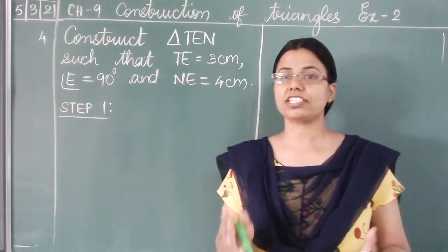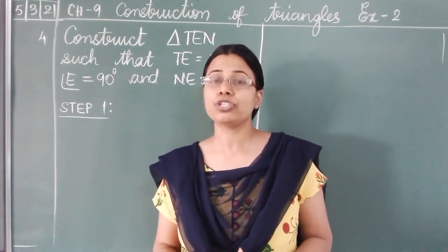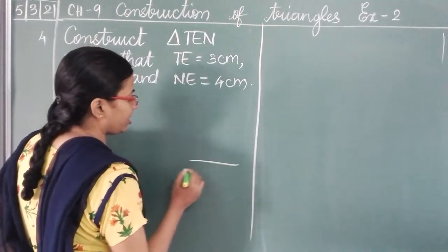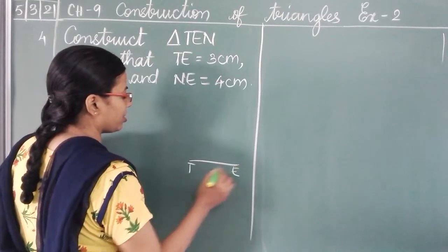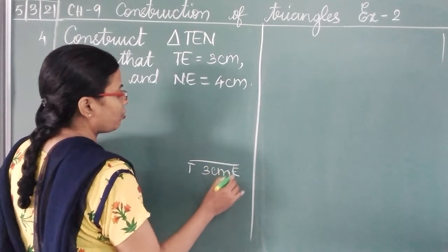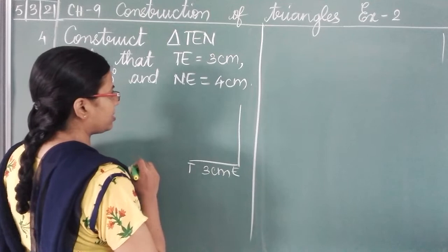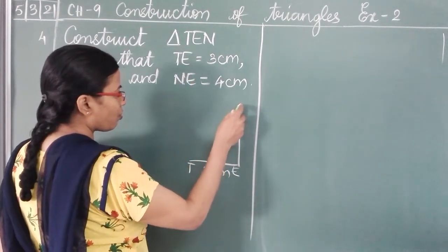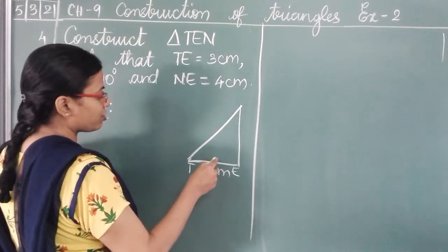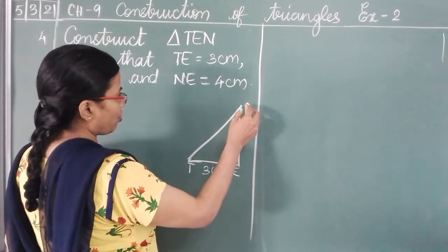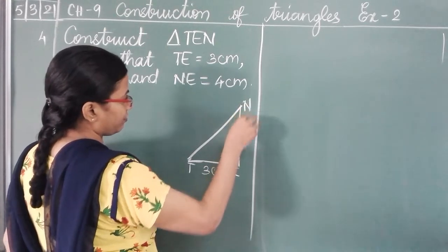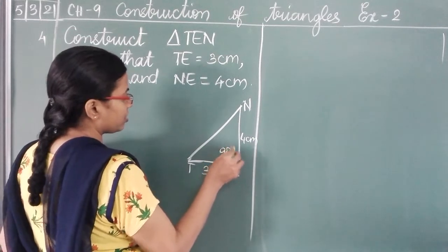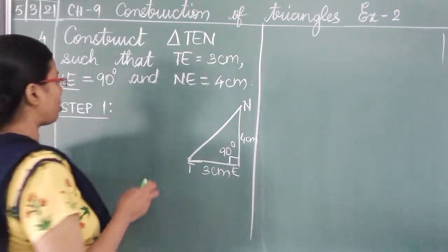So now the first step is drawing the rough sketch. So let's draw the rough sketch. TE is 3 centimeters. Then you know that angle E is 90 degrees and NE is 4 centimeters. So 4 is going to be longer than TE. So this is N. This is 4 centimeters and the angle formed here is 90 degrees. Understood this?